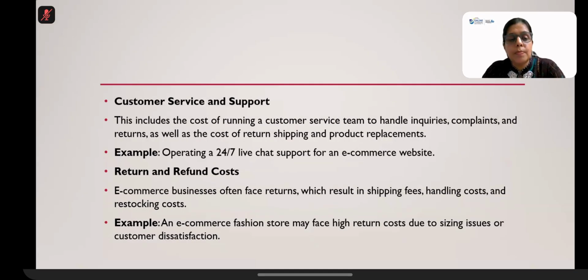Other costs in e-commerce business include your customer service and support cost. This includes the cost of running a customer service team to handle inquiries, complaints, and returns. So many online businesses have support centers, have 24 by 7 customer care centers. Okay, so these will handle the inquiries, complaints, returns, as well as the cost of return shipping.